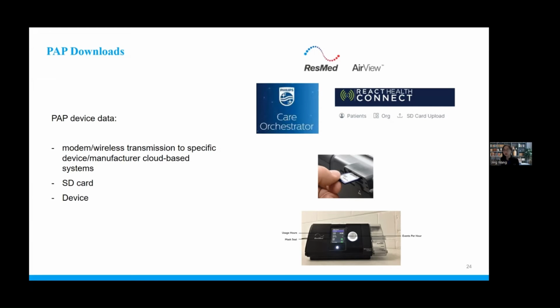You can also look at the machine itself for most of these devices. It may not necessarily give you as full a range as if you were to log into AirView, for example, but you should be able to get some information about the recent compliance and settings on the patient. That's what this picture would look like. There are different ways of getting into this on different machines, but we have done that on occasion in the office when we couldn't get the information any other way.